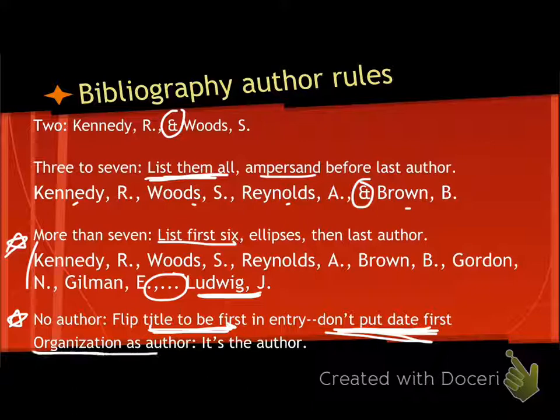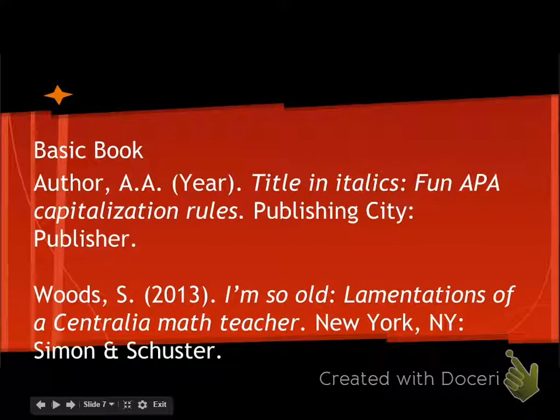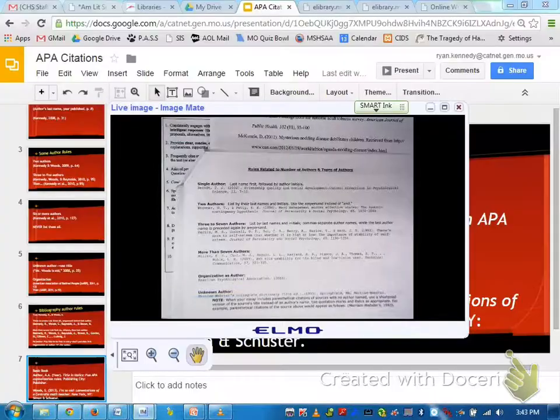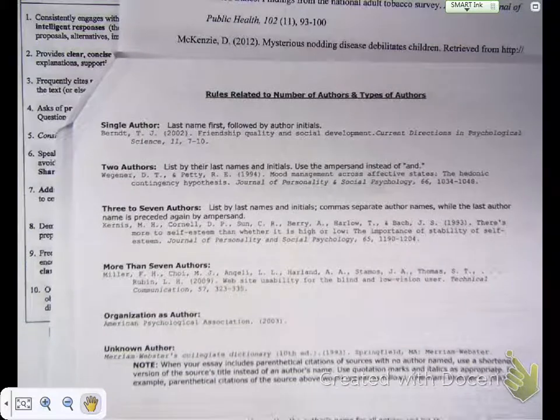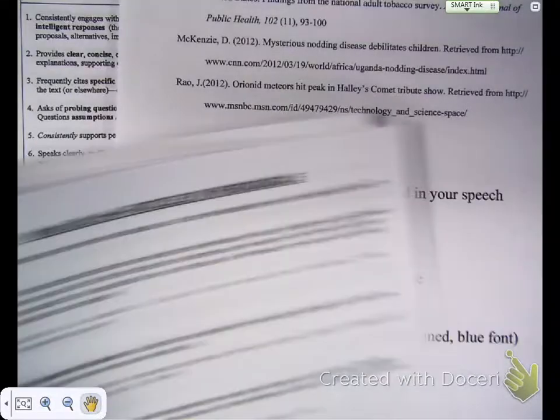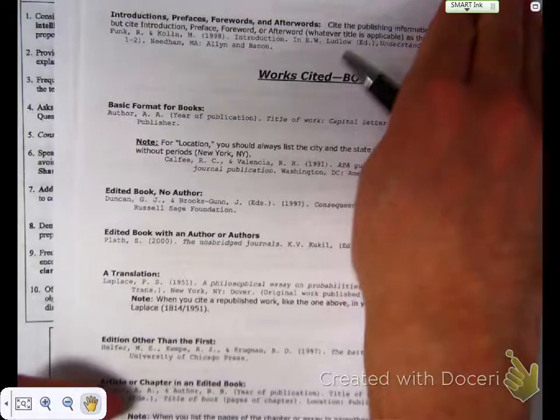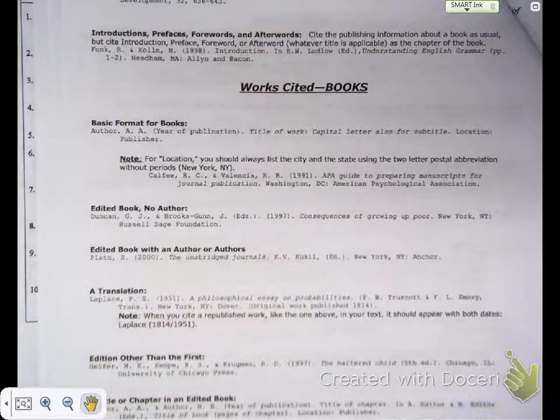If you do have an organization that lists itself as an author, then it's the author. If it comes from the American Red Cross, it's published by the American Red Cross. If it's published by AARP, it's published by the AARP, and they are your author. Those author rules apply to every source, no matter the format. Whether it's a book, a periodical, or a website, those author rules apply across the board.